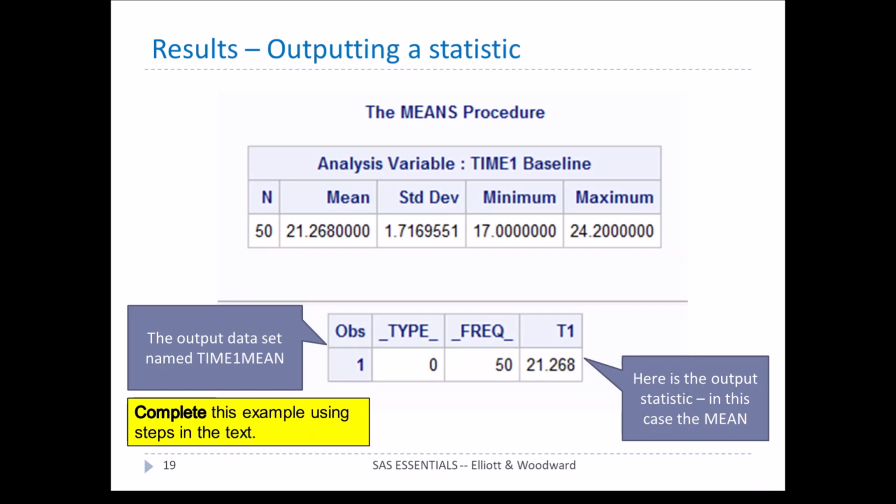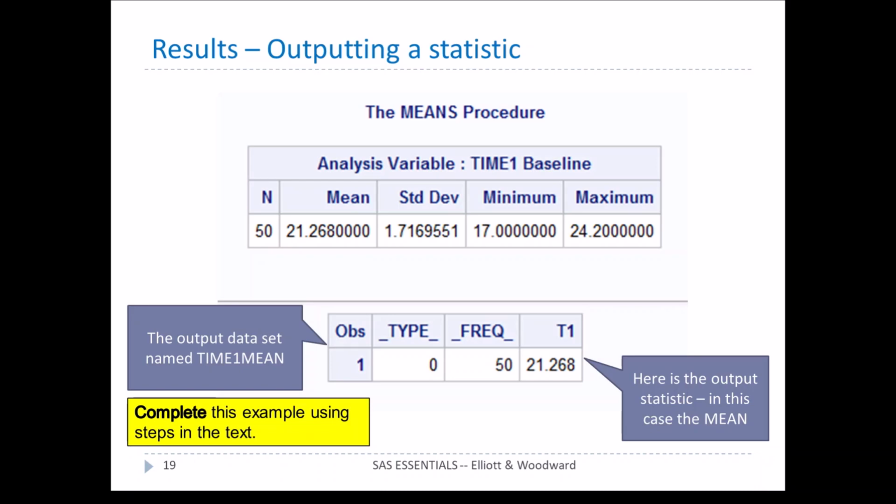And so now I've actually output both the regular output from PROC MEANS, as we see in the first table here. So we had 50 records, a mean of 21.268, and some other things. But then down below is the output data set that was created. So it's quite a bit different.